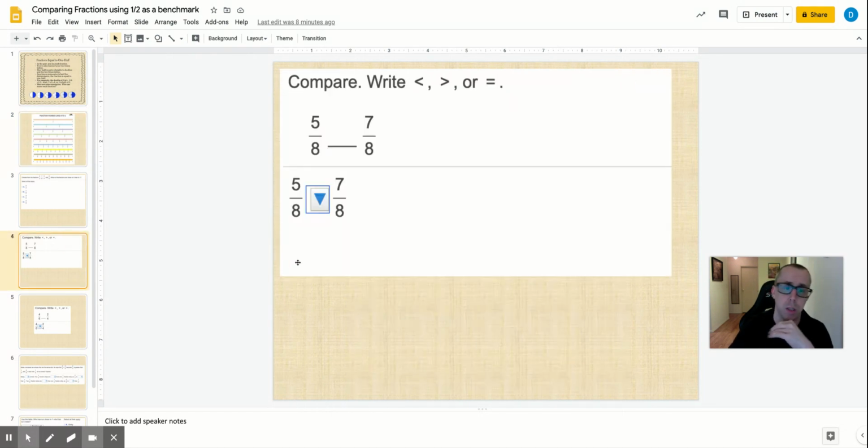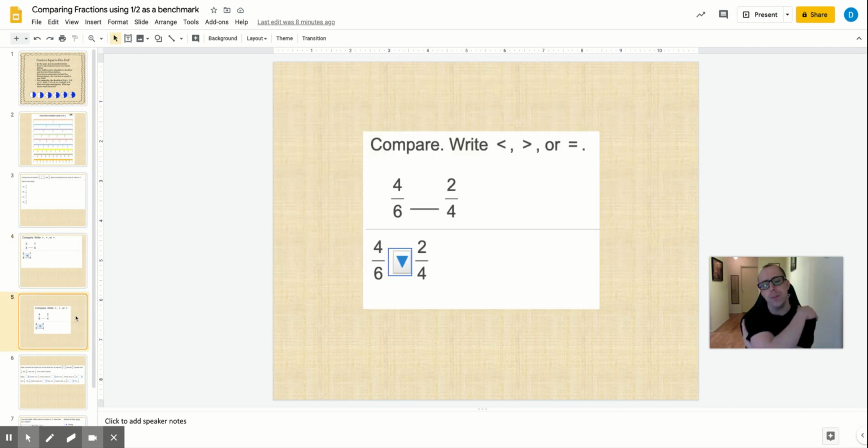Next type of question, you'll see a review type question. Here we should immediately look to see what if anything is the same. Here the denominators are the same. So remember the rule with denominators, when the denominators are the same, it's very straightforward. Think about the same circle and the same 8 parts. 5 of them and 7 of them, which is more?